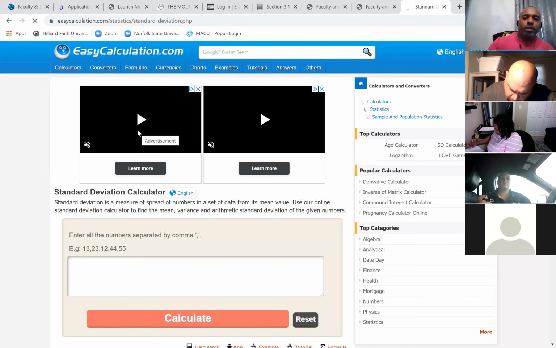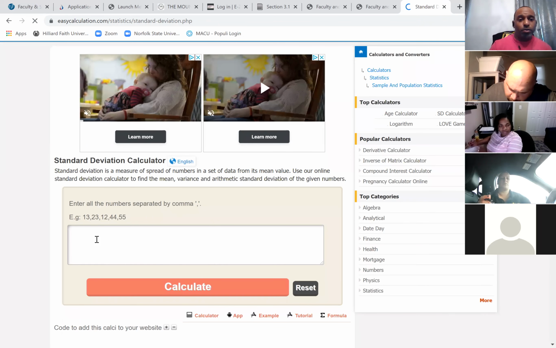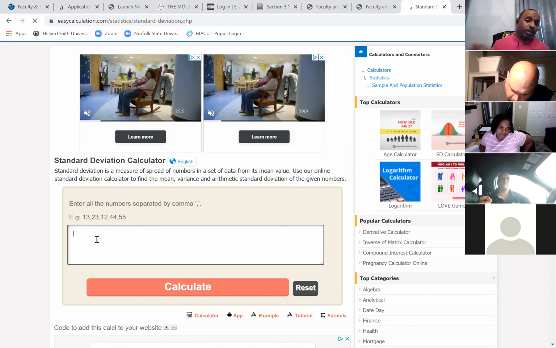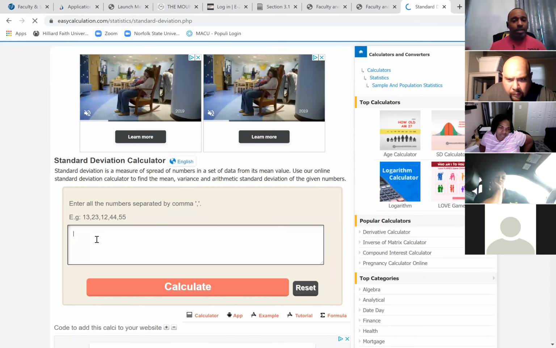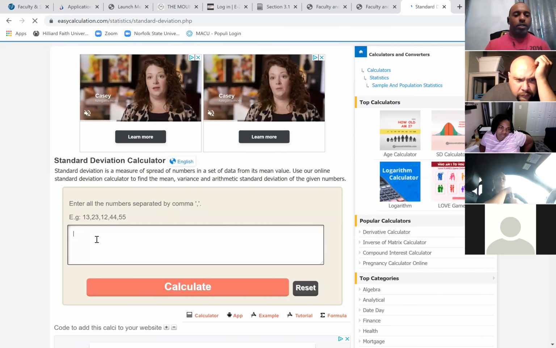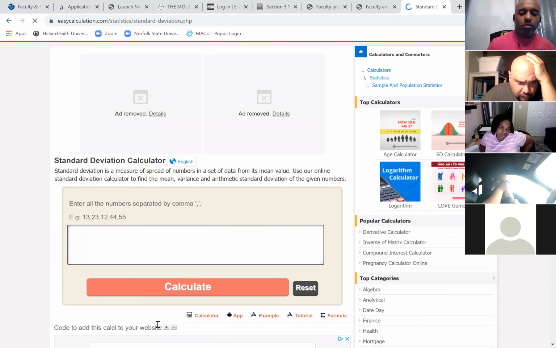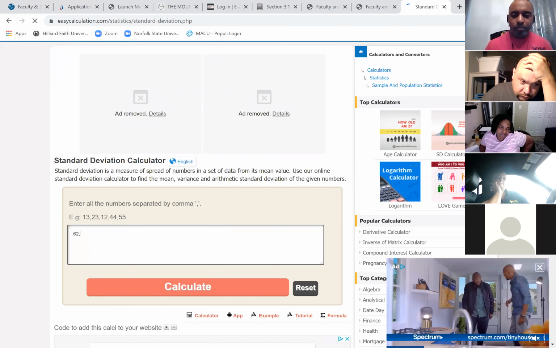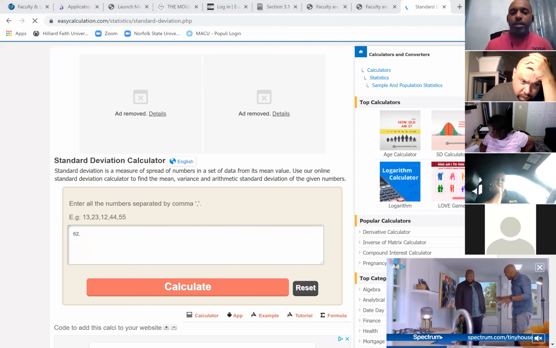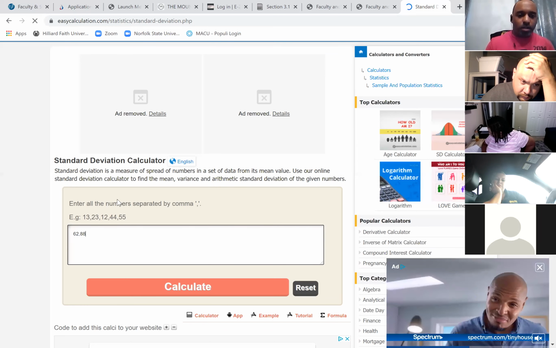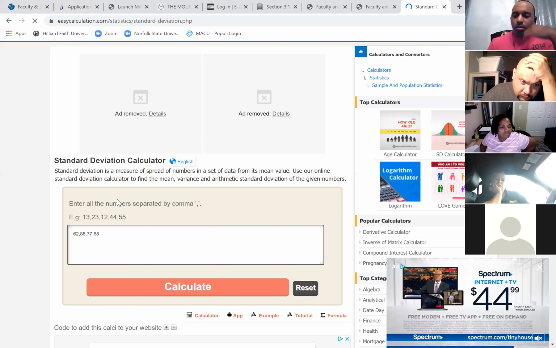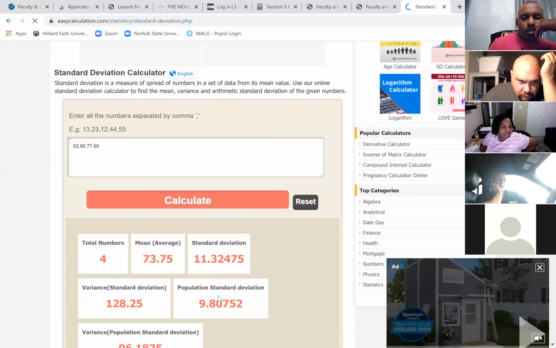And then whichever one you use, make sure you hold true to the directions. So this one says separate by comma. I've seen ones say separate by space, others separate by semicolon. So this one says separate by comma. So I think the first 62, 88, 77, 68. So calculate, and there you go.